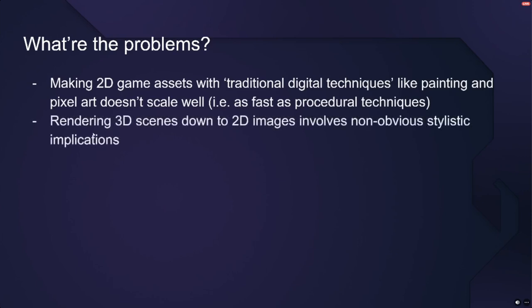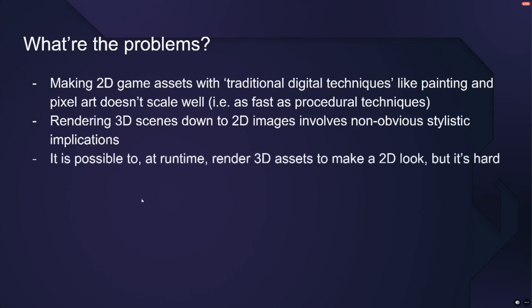Rendering 3D scenes down to 2D images involves non-obvious stylistic implications. So basically, a lot of what we're going to be talking about today is how to use a 3D source, essentially the 3D underlying truth, for these assets. And we're going to be talking about turning that into something 2D that isn't necessarily rendered live. That is an option. You can do that at runtime, but it is hard.